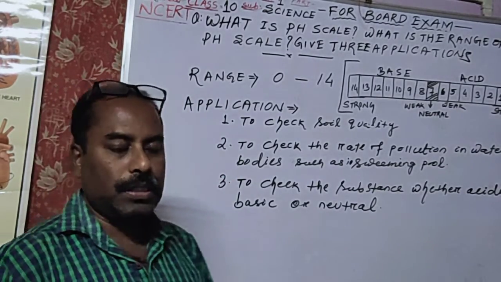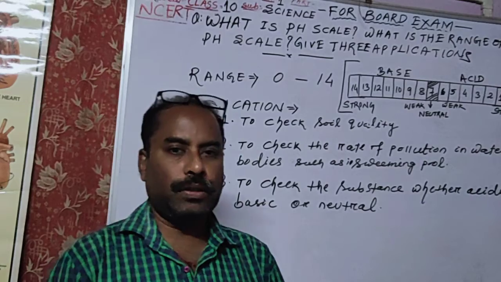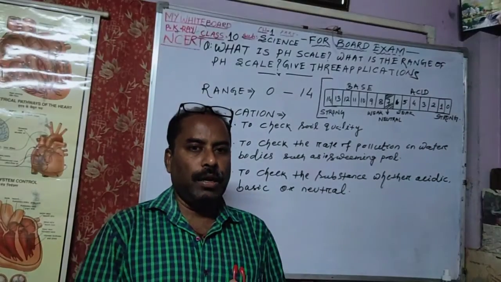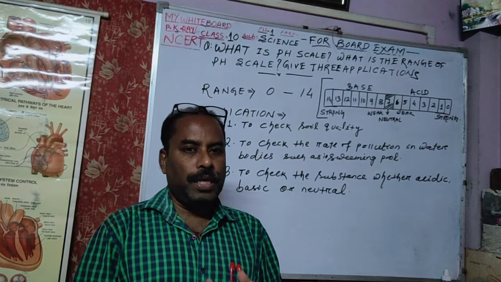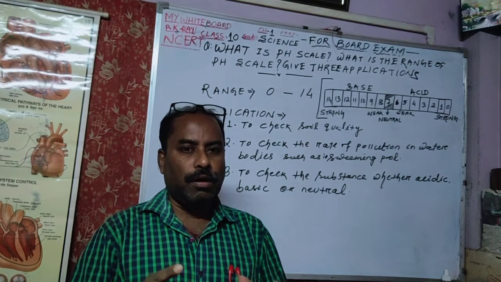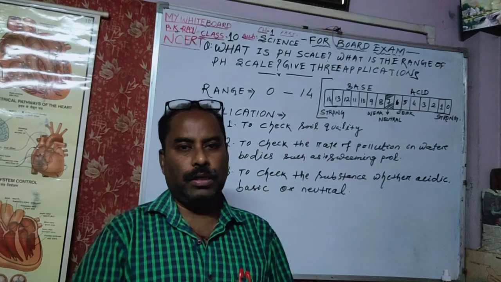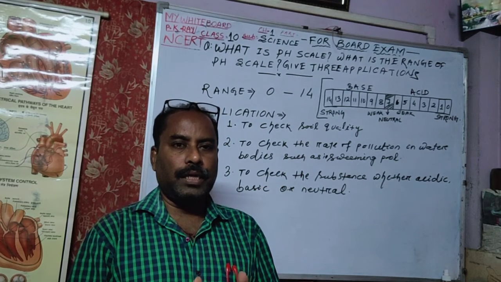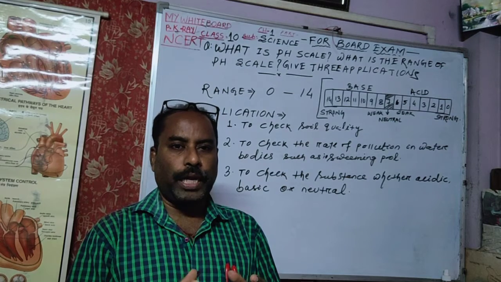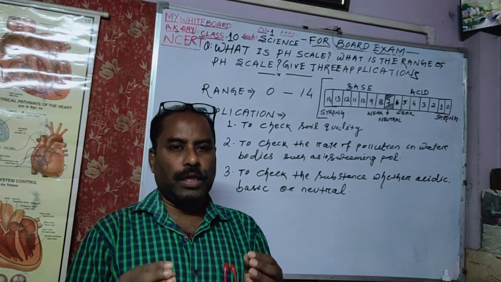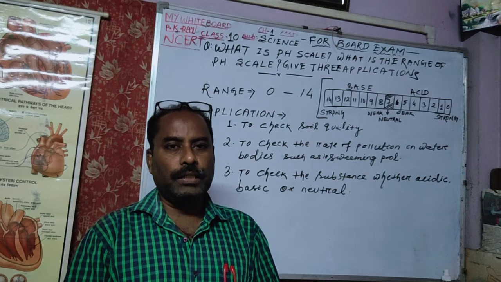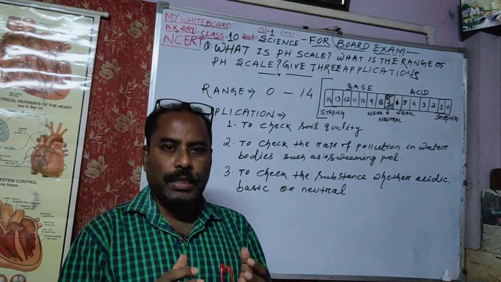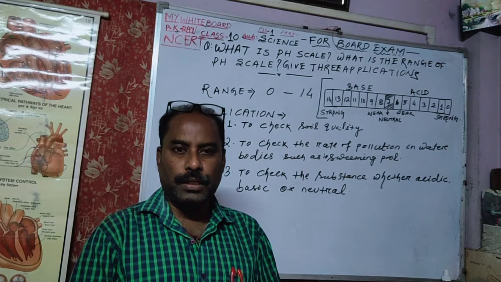So the first question is, what is pH scale? First we have to concentrate on what is pH scale, because we know already what is pH. pH is the concentration of hydrogen ion in the substance. This is coming from a German word, so pH means potens. Potens means power or concentration. So concentration of the hydrogen ion is known as the pH.